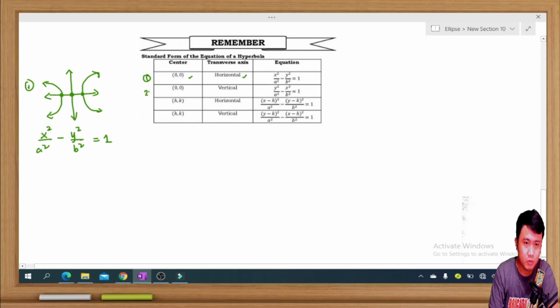Another one, number 2. Same pa rin. Ang ating center ay 0, 0. 0, 0 pa rin. So, 0, 0 ang center natin. And this time naman, vertical ang ating transverse axis. So, ang ating vertices ay nasa y-axis. Vertical na. So, pag ganito ang ating graph, either opens upward or downward. At nandito yung mga foci natin.